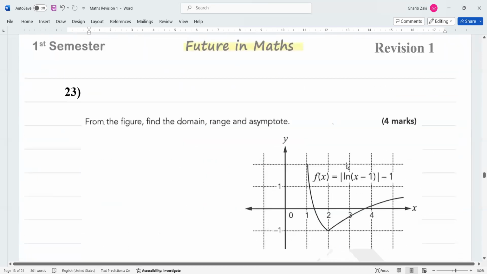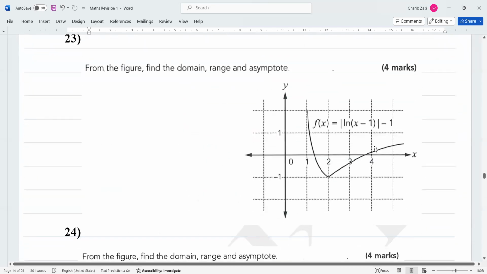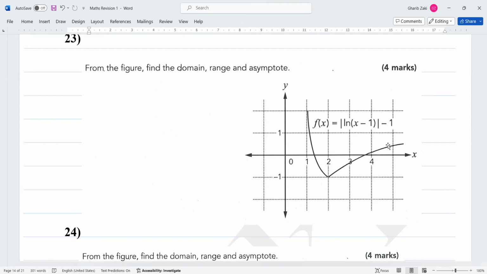Let us solve this question. Try to solve this, please. Find from the graph the domain, range, and the asymptote. Try to think of it.